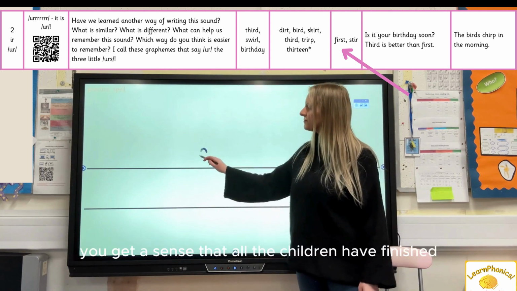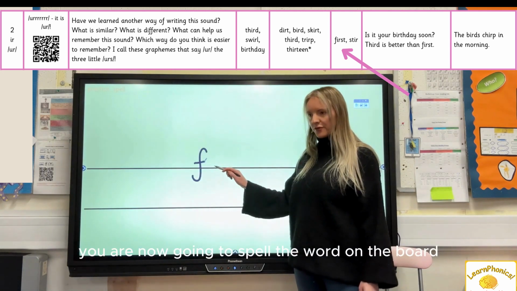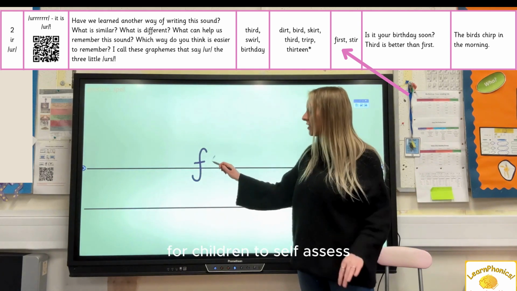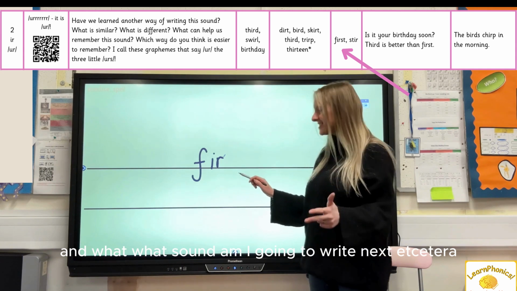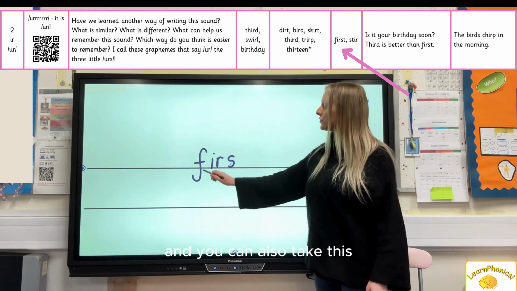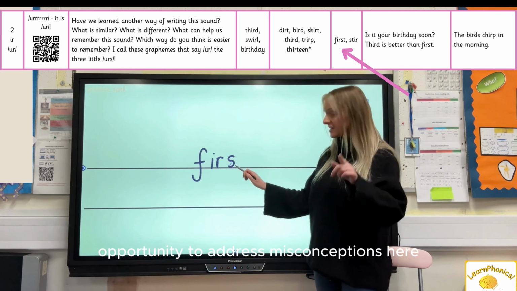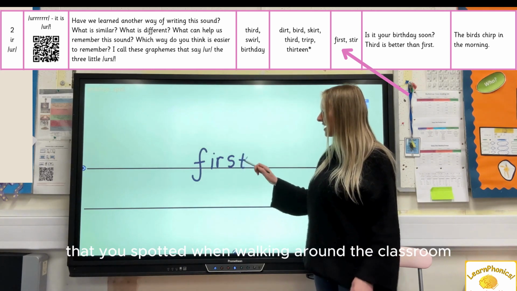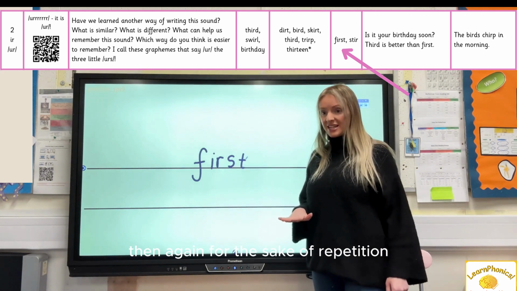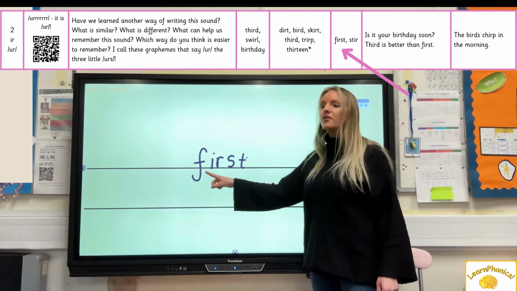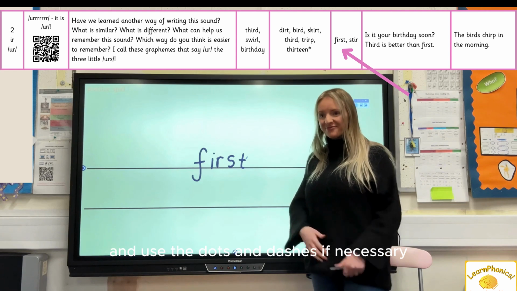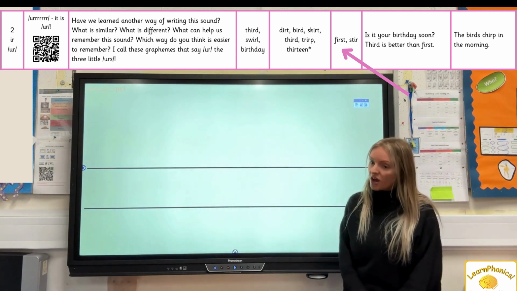Once you get a sense that all the children have finished, you are now going to spell the word on the board for children to self-assess. You can ask them for their help and what sound am I going to write next, etc. And you can also take this opportunity to address misconceptions here that you spotted when walking around the classroom. Then again, for the sake of repetition, read the word that you've just written again with the class, and use the dots and dashes if necessary, and repeat for the next word.